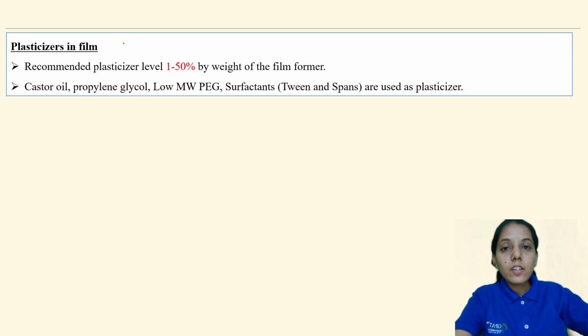Now plasticizers in the film. Plasticizers are added to give flexibility to the film. The recommended plasticizer level is 1 to 50% by weight of the film former. What are the different plasticizers added? Castor oil, propylene glycol, low molecular weight PEG, surfactants like Tween and Span are used as plasticizers. So these are the different plasticizers that can be used in the film.